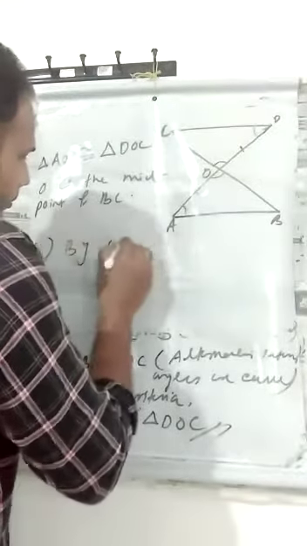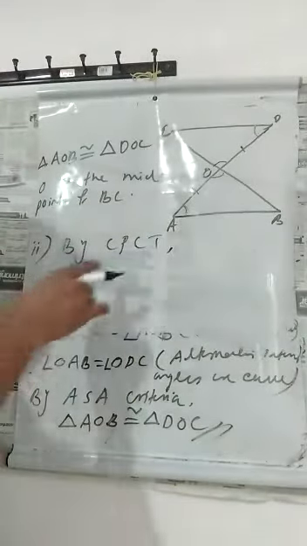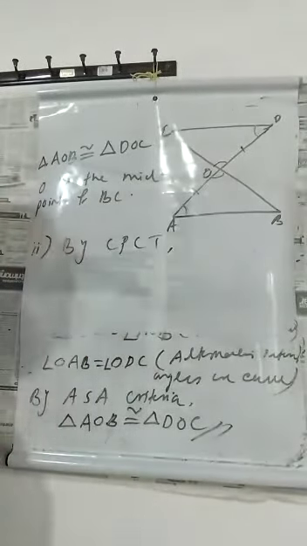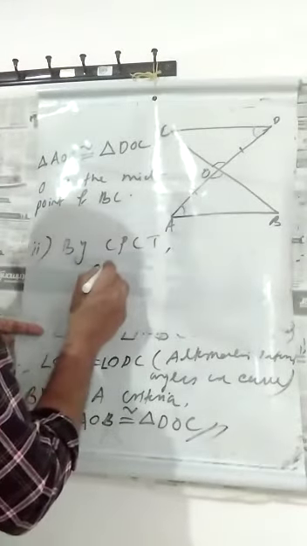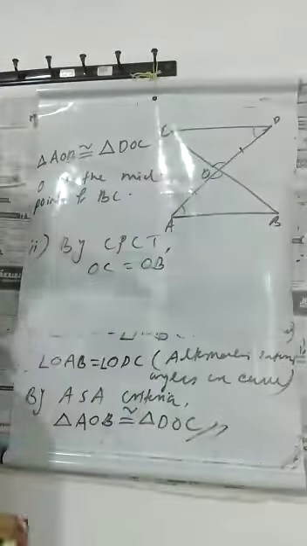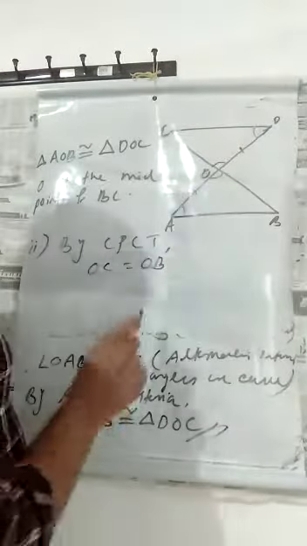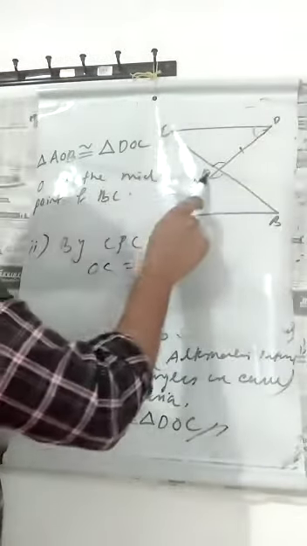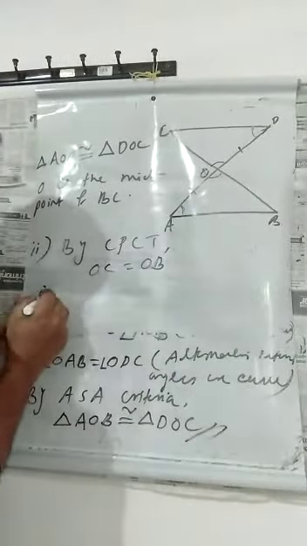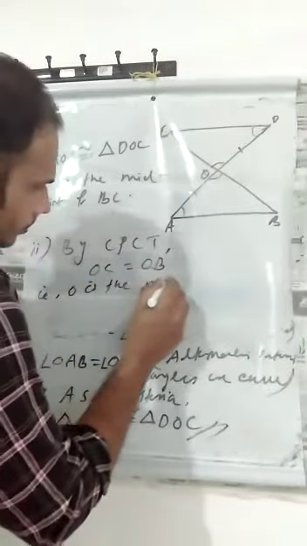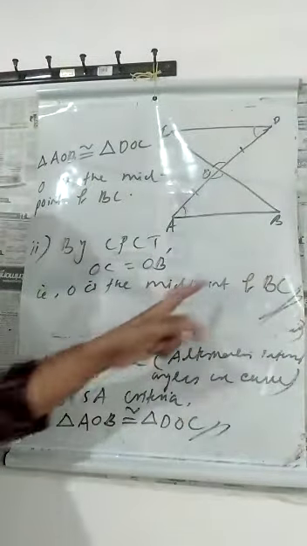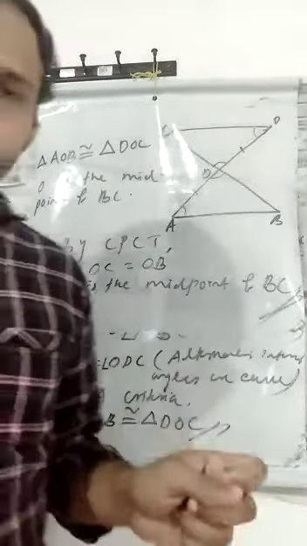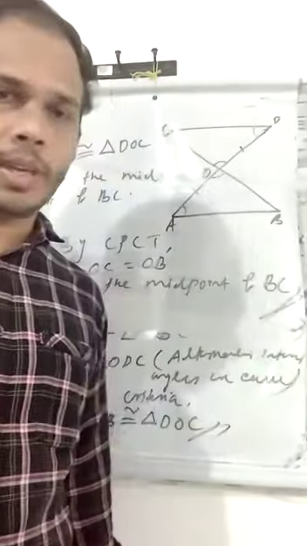So by CPCT, corresponding parts of congruent triangles, when the triangles are congruent, what can we write? OC equal to OB. OC equal to OB means O is the midpoint of BC. These things we needed to prove, so we proved this too. Okay, so you should go through the videos.